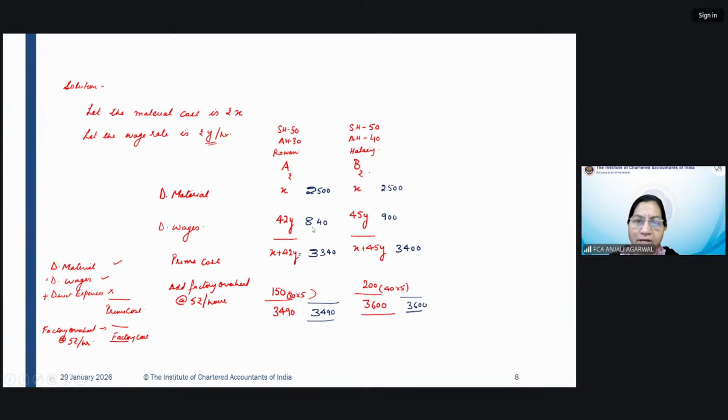He only could get 840, whereas worker B, who was in the Halsey plan, though he saved only 10 hours, his wages were 900. Higher because the actual hours taken were more. So he was guaranteed the time rate for the extra 10 hours, plus the bonus as per the Halsey plan.